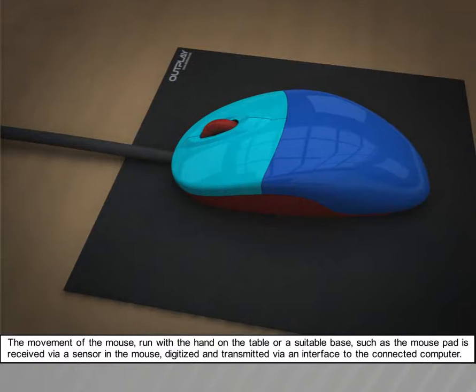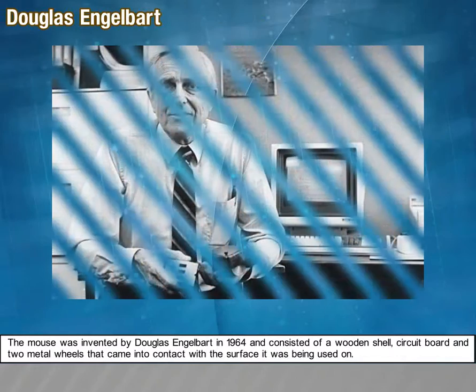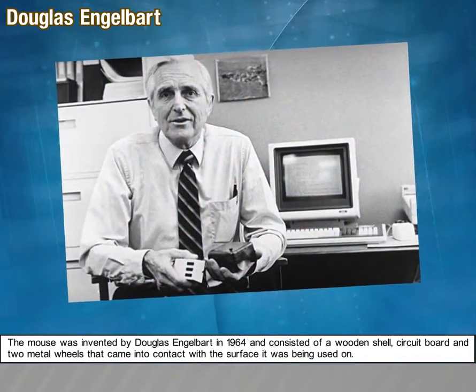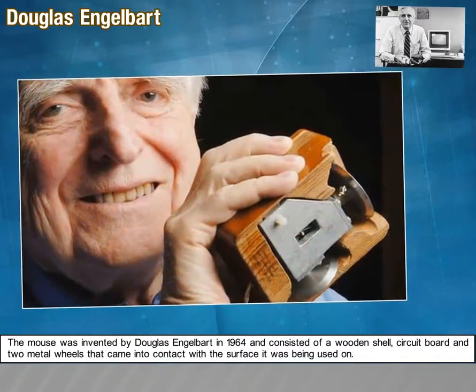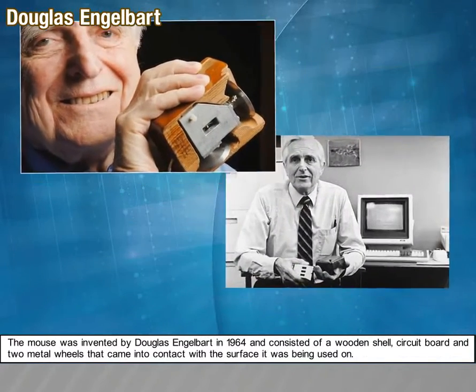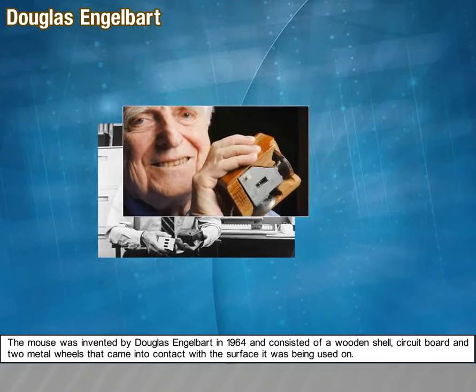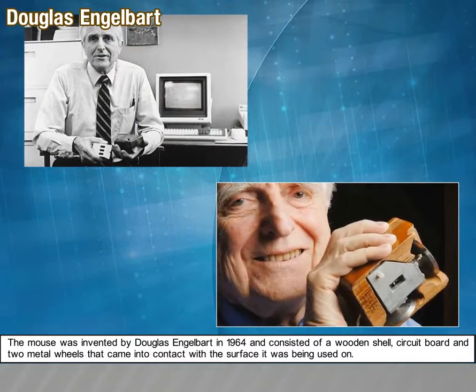The movement of the mouse, run with the hand on the table or a suitable base such as the mouse pad, is received via a sensor in the mouse, digitized and transmitted via an interface to the connected computer. The mouse was invented by Douglas Engelbart in 1964 and consisted of a wooden shell, circuit board and two metal wheels that came into contact with the surface it was being used on.